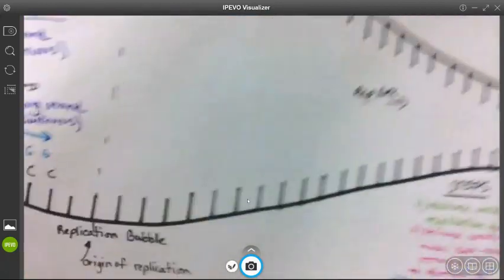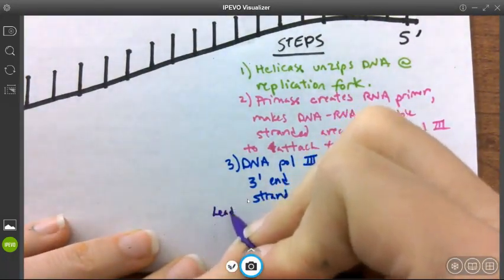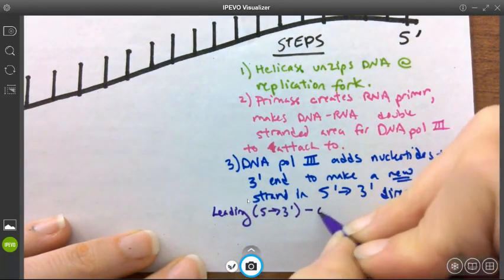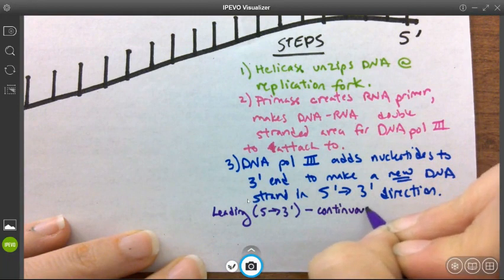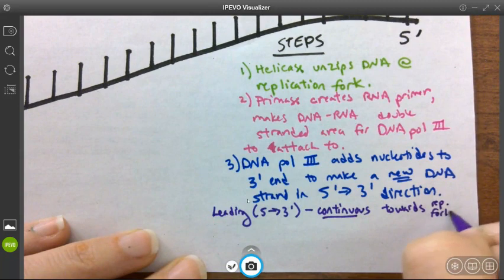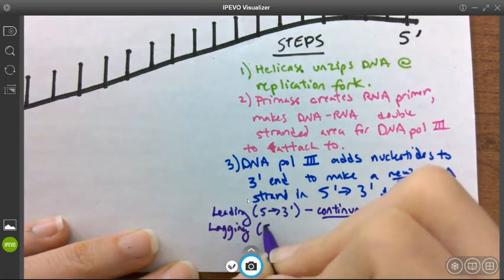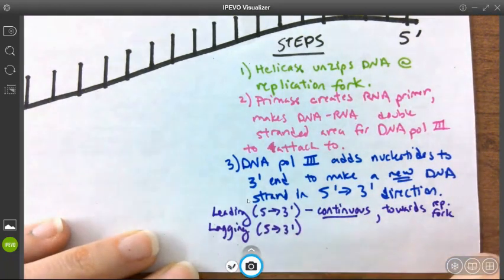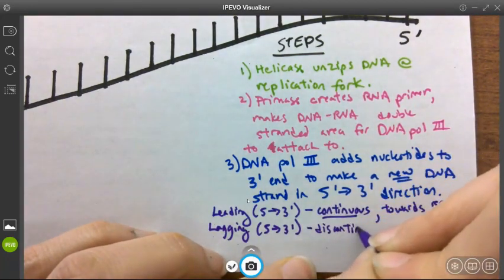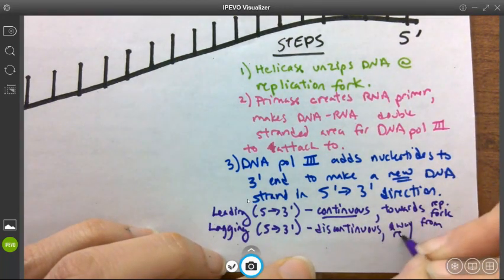Both occur in the 5' to 3' direction, right? So both leading and lagging occur 5' to 3', but leading is continuous and towards the replication fork. Okay, whereas lagging, again, DNA replication always occurs 5' to 3' because of how the nucleoside triphosphates work. But the lagging is discontinuous because it has to occur in chunks away from the replication fork.